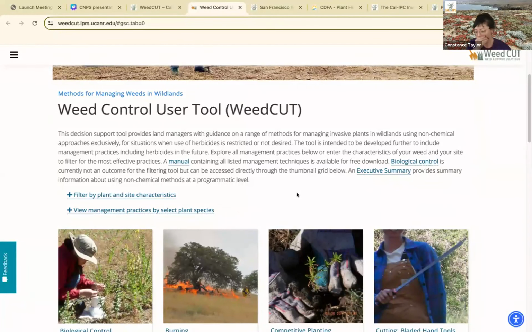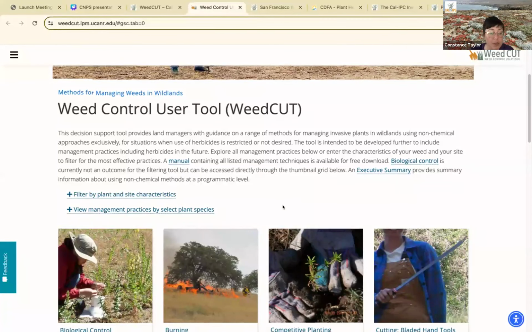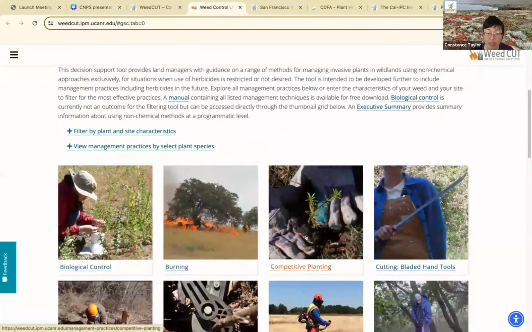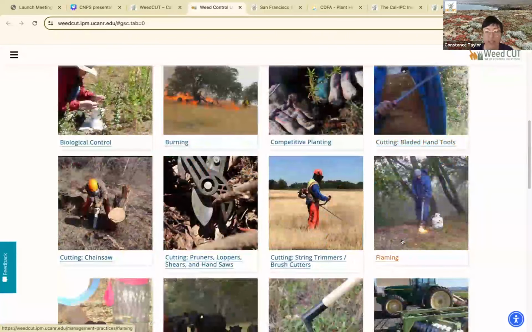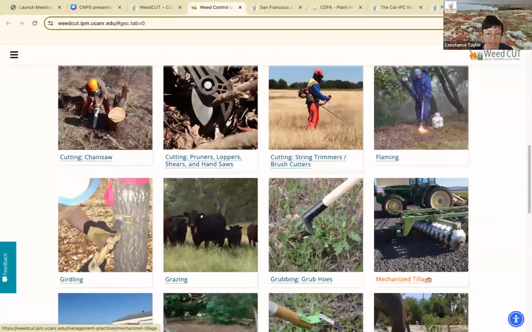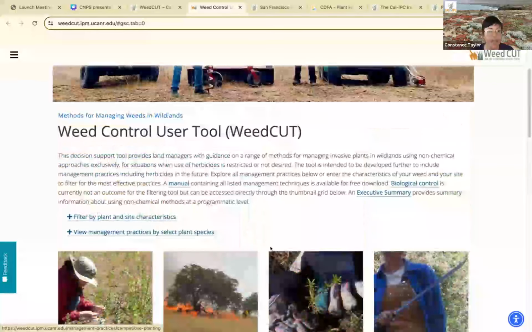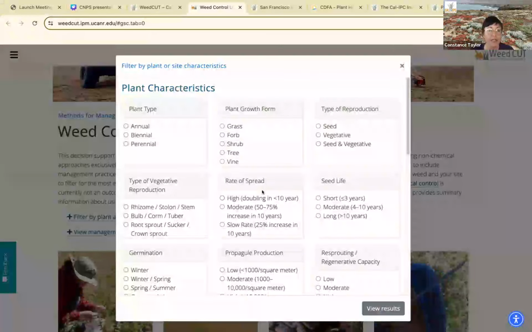And currently, this is only for non-chemical techniques, but we are going to be adding chemical techniques in very soon. Probably by the end of this year, it should be fully ready to go by early next year. So here, for example, all these little thumbnails are different control techniques that are on offer, and then the herbicides will be added to these once we get them in. And here is what the filter looks like.